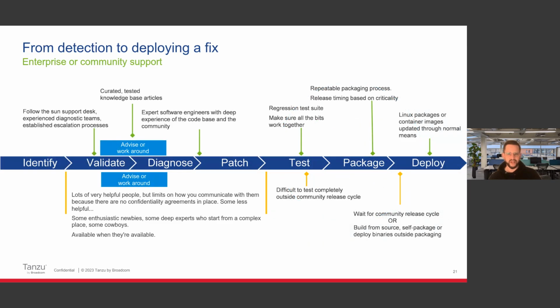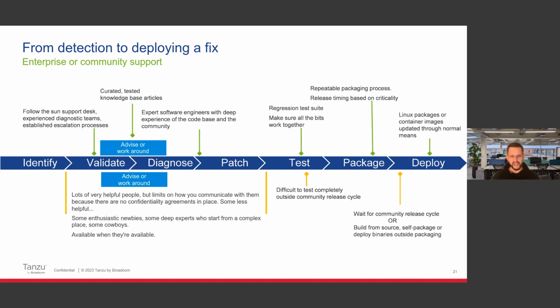And there's a couple of different ways we can approach this, but what we're going to talk about is the section at the top is our enterprise grade support. The section at the bottom is open source support and open source communities. So what you'll find when you're using an open source community, there's lots of very helpful people about, but there are limits essentially on how you communicate with them. There are no confidentiality agreements in place. You can't discuss commercially sensitive things. Some people are more helpful, some people are less helpful. You have no way of knowing exactly who is the most helpful person within that. And they're only available, obviously, when they're available.